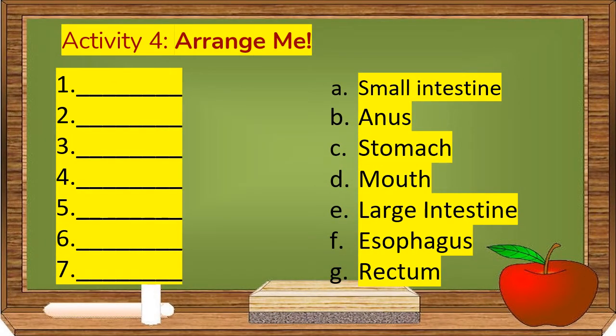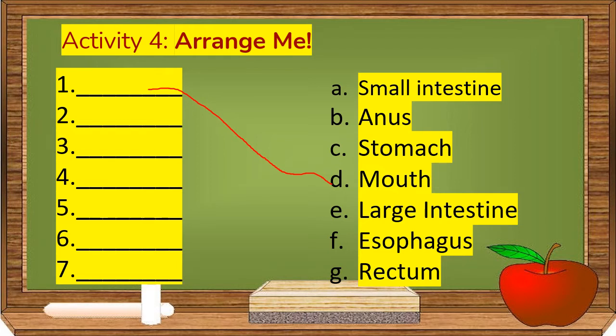Next, let us proceed to one of the most important organ systems for the survival of an animal. Let's have the process of the digestion in the digestive system. So, which is the first organ where the digestion takes place? Number one, it's the mouth.